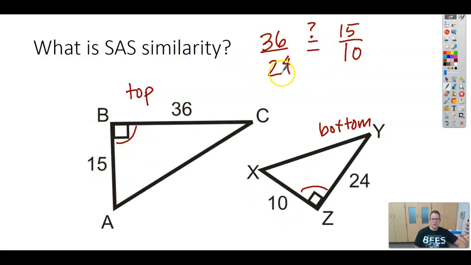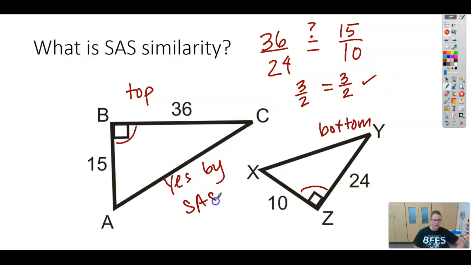So does 36 over 24 equal 15 over 10? Again, use your calculator if you want to. I'm seeing that 15 over 10 has a common factor of 5, so that will reduce to 3/2. And this one is also 3/2. They both have a common factor of 12. 12 times 3 is 36. 12 times 2 is 24. So these are equal. So yes, these are similar triangles by side, angle, side.